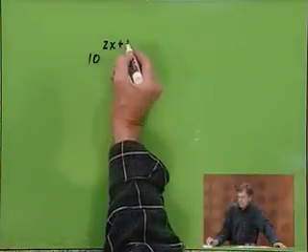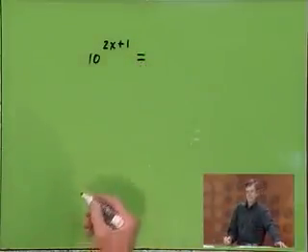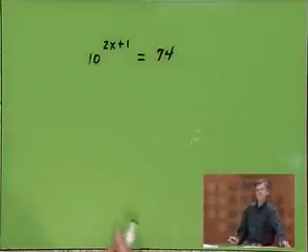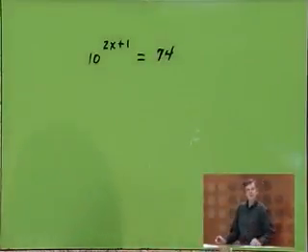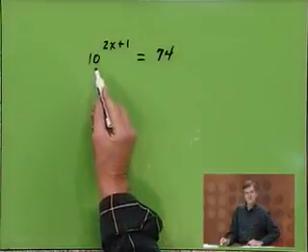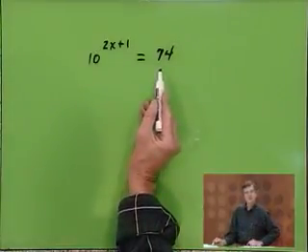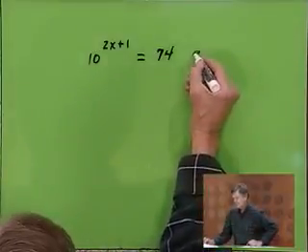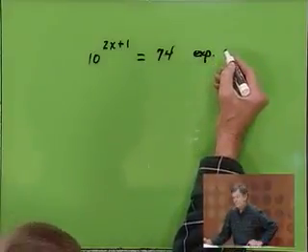For this next one, we'll be using a calculator. Suppose we had 10 to the 2x plus 1 power is equal to, let's say, 74. Well, the problem now is I have a base 10 here, but I don't see any way I could make these have a common base. So now I'm going to have to solve this exponential equation, but what I'll be doing is applying logarithms.